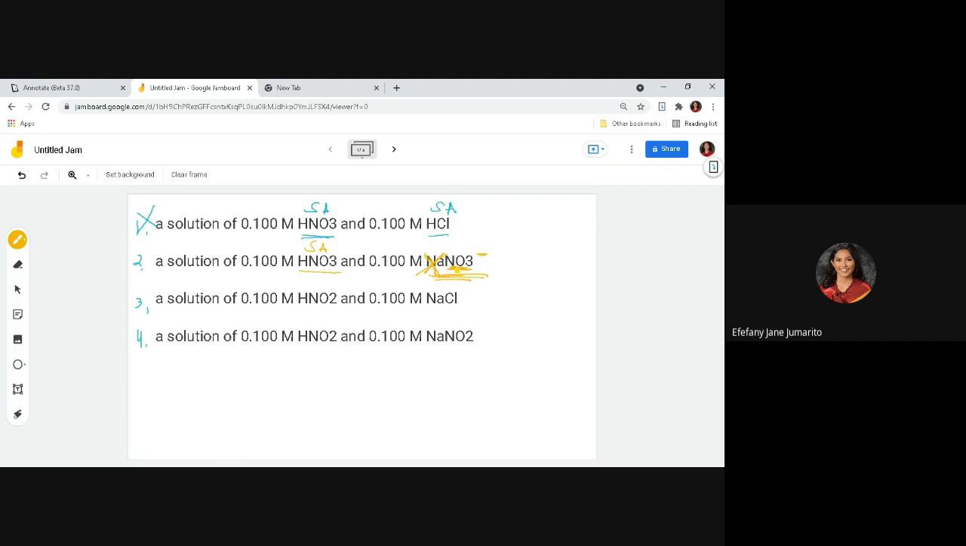It's a conjugate base, NO3 minus. But is it a buffer or not? Because HNO3, when you react that with water, is a strong acid too. So it will become NO3 minus plus H3O plus.